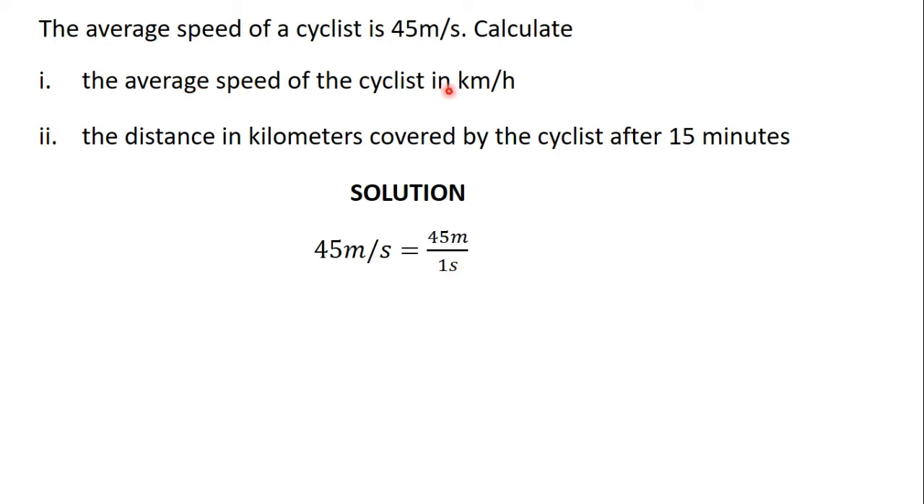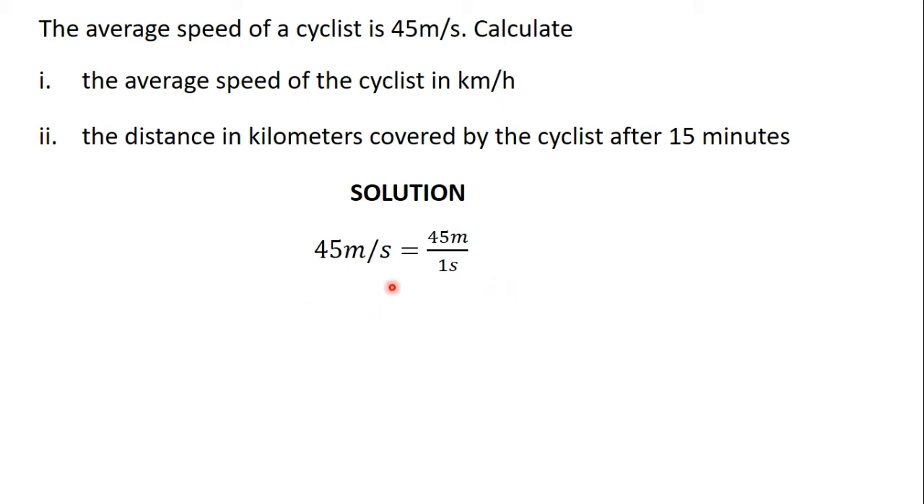We want the speed in kilometers per hour. That means that the distance must be in kilometers. So 45 meters must be in kilometers. Then the time must be in hours. So 1 second must be in hours. So all we are going to do now is to convert 45 meters to kilometers. Then we convert 1 second to hours. After that, we can find our speed in kilometers per hour.